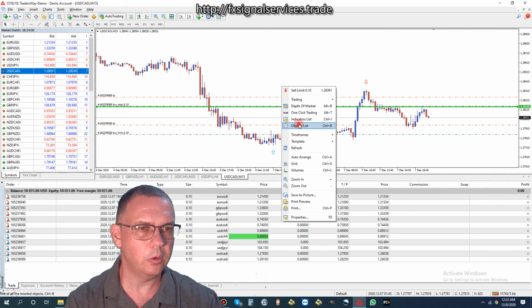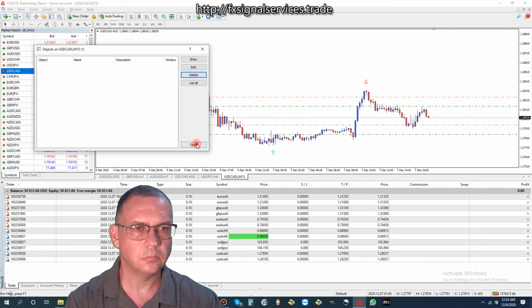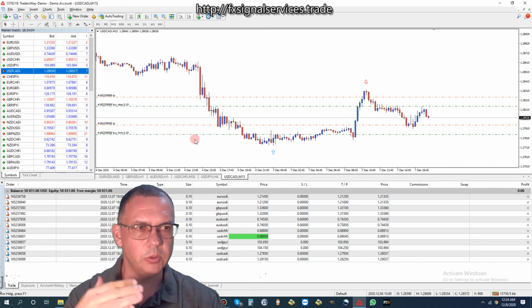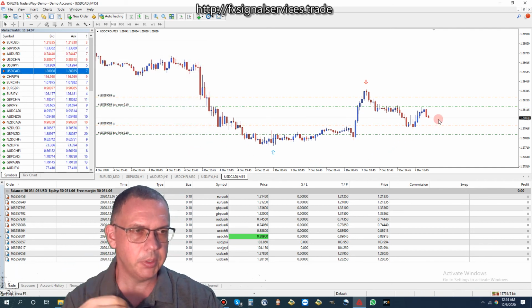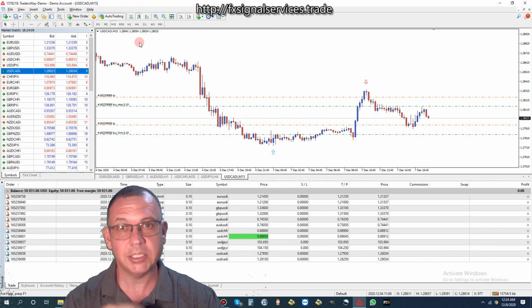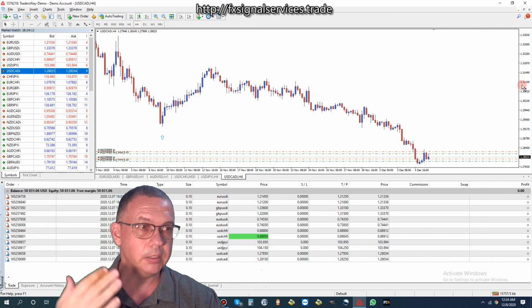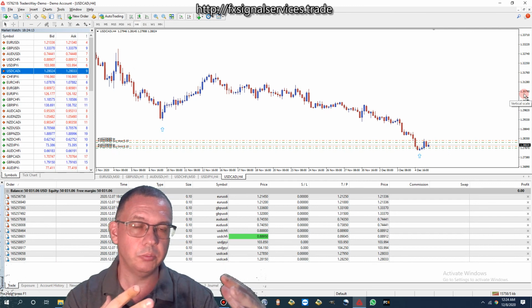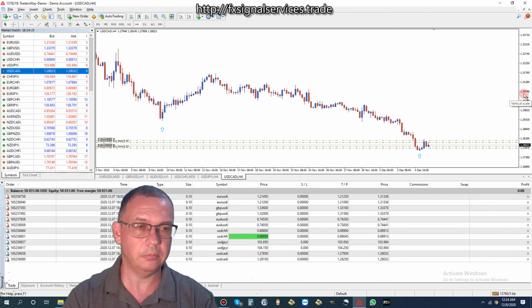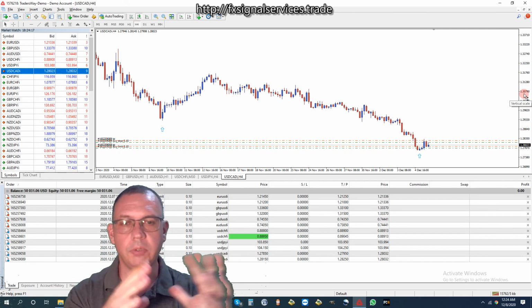Okay, and I can remove that horizontal line. That way you can see what I'm doing here. Okay, I'm putting that buy limit and the buy stop. I want to catch this when it goes up because, like I said, the long-term trend is looking bullish, so I want to buy. Okay, so I hope all of this makes sense.